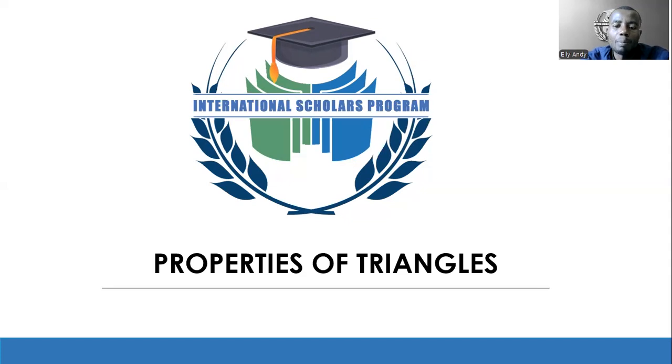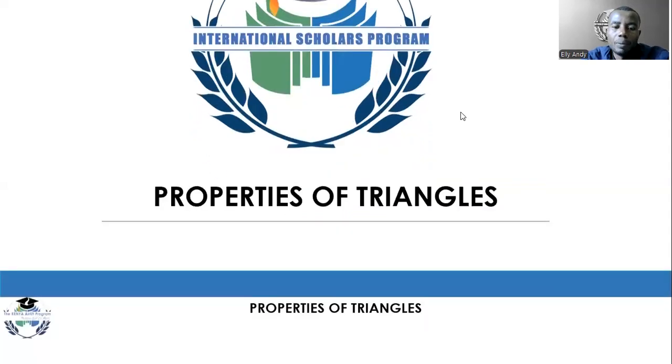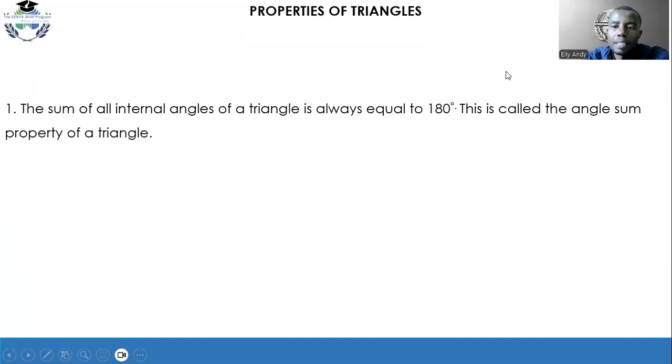Today we'll be looking at properties of triangles. So let's begin. We have the first property here that is relatively well known, but we'll start with it and build on from there. So this first property says that the sum of all internal angles of a triangle will always sum up to 180 degrees.